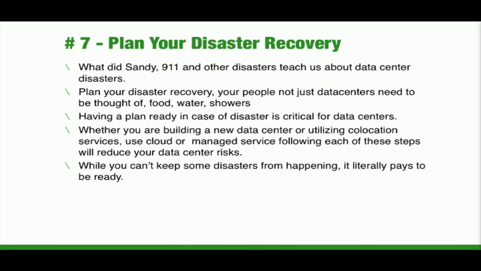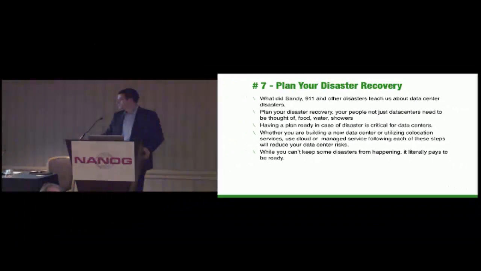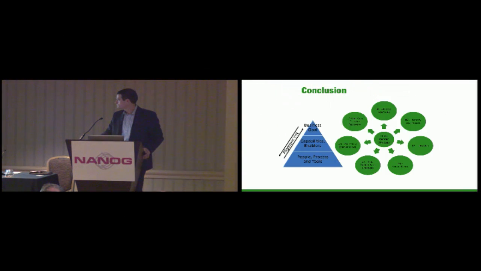So we learned that we need to plan our disaster recovery around the people as well. How do we do that? We provide food, water, showers, a place for them to go and clean up so that they can continue the work that they have to do. Whether or not you're building your own, it's very important to think about who is going to ultimately be in that data center when you do have that outage, so that they can work effectively.